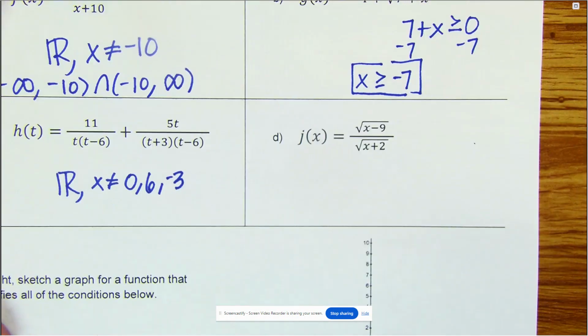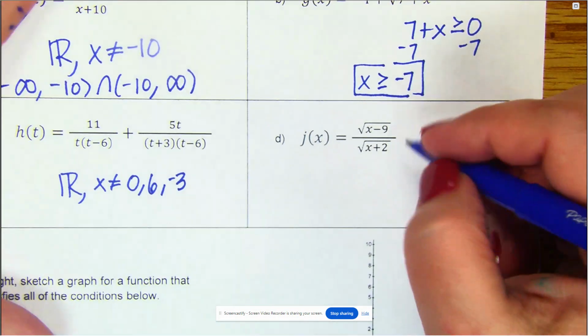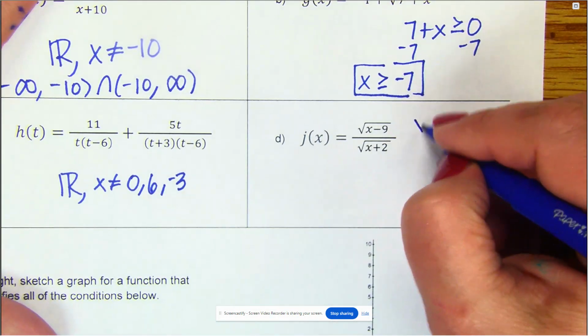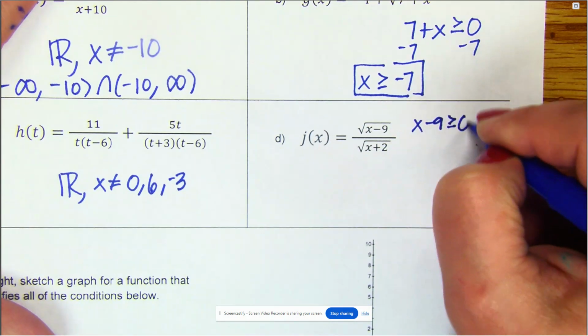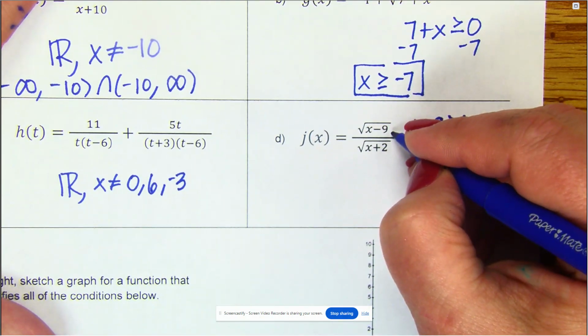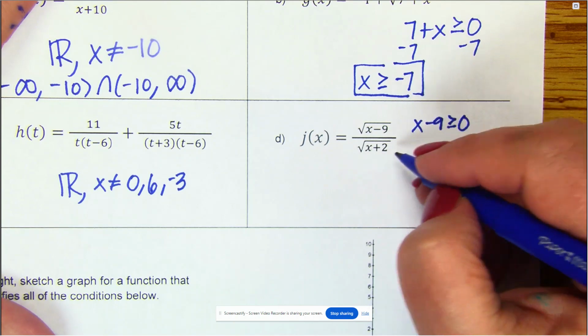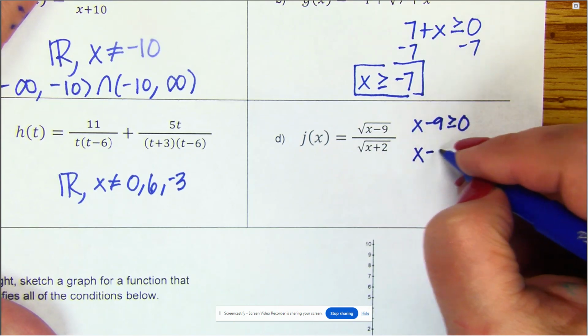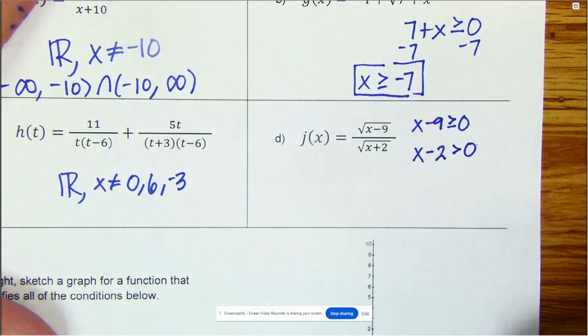All right, D, double whammy. I've got a square root in the top and the bottom. So if the square root's on the top, it just has to be greater than or equal to 0 inside, because you can take the square root of 0. But on the bottom, I can't let it be 0, so that one's got to be just greater than 0.